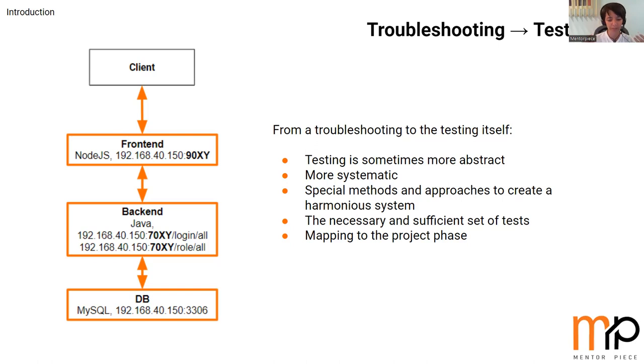So to transfer from troubleshooting to the testing itself, you should be more abstract, more systematic. You should think about the necessary and sufficient set of tests at this particular project stage, in this particular project phase. And this is what our new module is about: how to use different test design approaches, how to make this harmonious system, how to plan your testing. Because you are very clever, you can do the troubleshooting, and you know maybe not everything, but a lot about the architecture of applications, but it is still not enough.